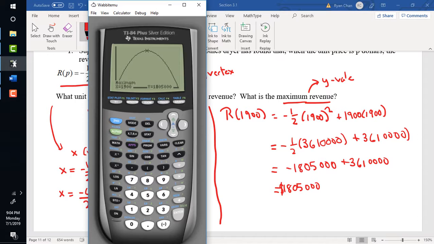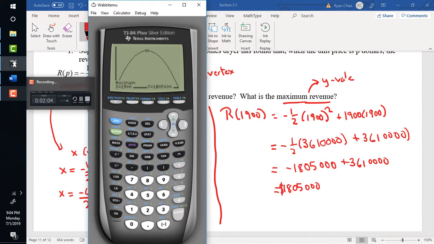Okay, so let me do this one more time. Second trace, go to option 4 or option 3 if you happen to have a minimum, but then you'll scroll your cursor to the left, hit enter, then your cursor to the right, hit enter, and hit enter one more time.